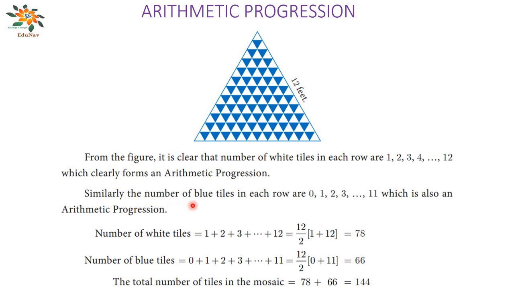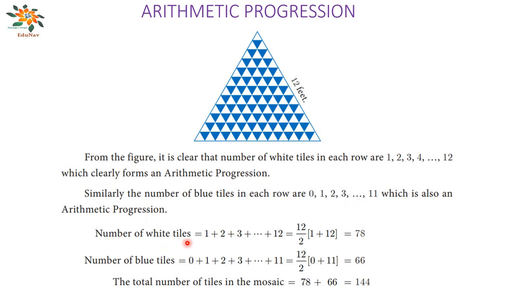In the same way, how many blue tiles are there in the first row? There are no blue tiles, so we will take it as 0. In the second row, how many blue tiles are there? 1. In the third row, how many blue tiles are there? 2 and so on. So, the number of blue tiles in each row will be 0, 1, 2, 3 and so on till 11. Because as you can see in the diagram, there are 11 blue tiles in the last row. This again forms an arithmetic progression with the common difference d equals 1.